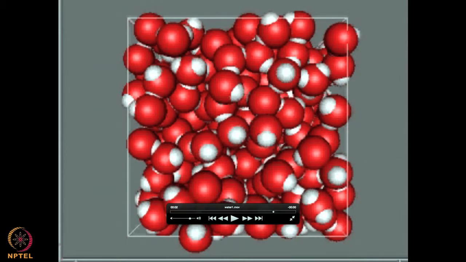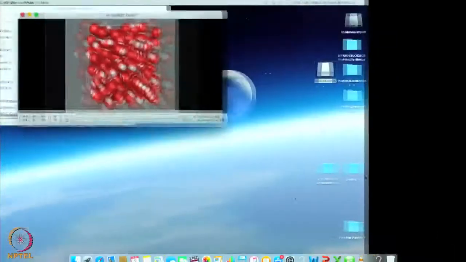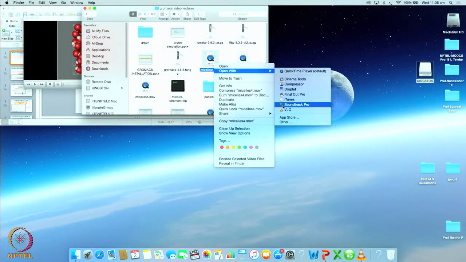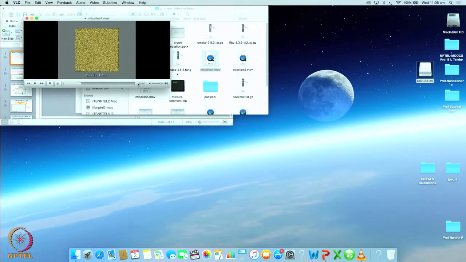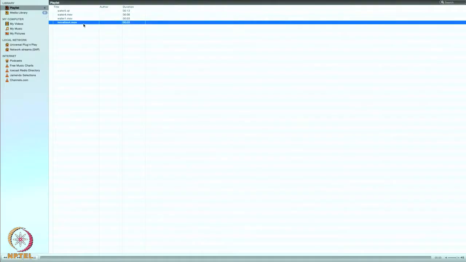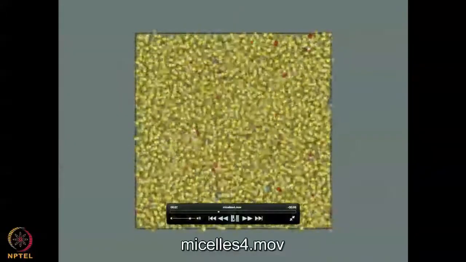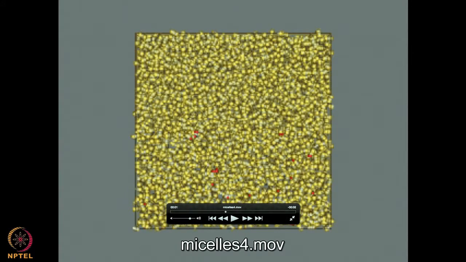Now why don't we see a simulation on a more complex system? Yeah, we can show them representation of a micellar system. So we call it classical molecular dynamics because all the equations of motion are classical, that is based on a Newtonian equation of motion. Whereas in a quantum mechanical simulation, it will be based on Schrodinger equation or Dirac equation or more complex versions of that.